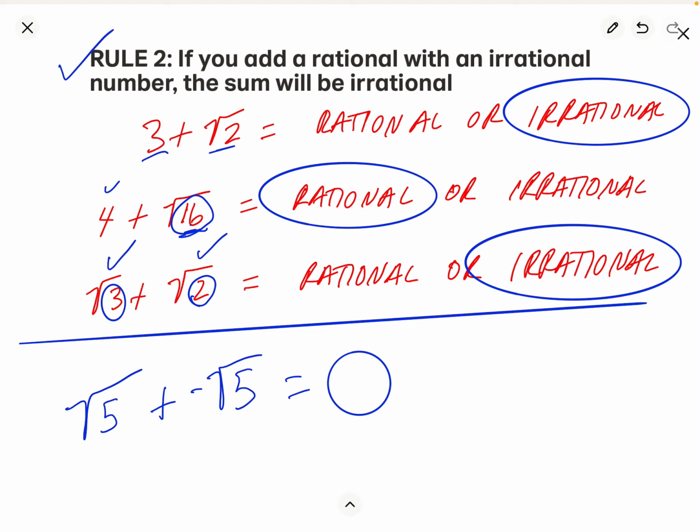Whenever you add a rational with an irrational number, you're always going to get irrational. When you add an irrational with another irrational, you're generally going to get irrational. The only exception is when you see something like that. Okay, so that's the first rule.